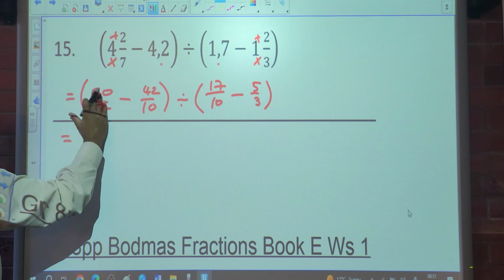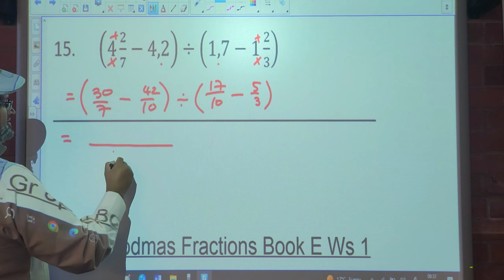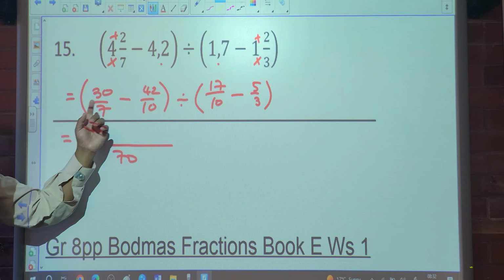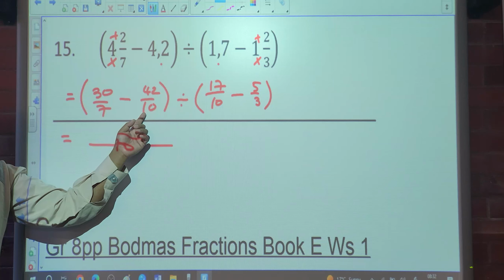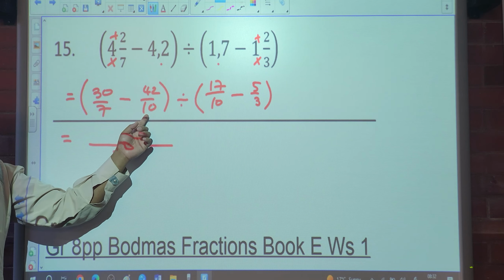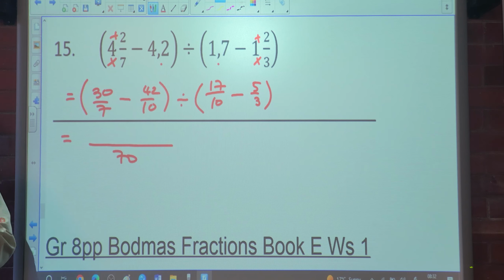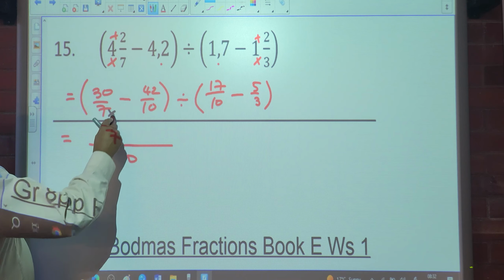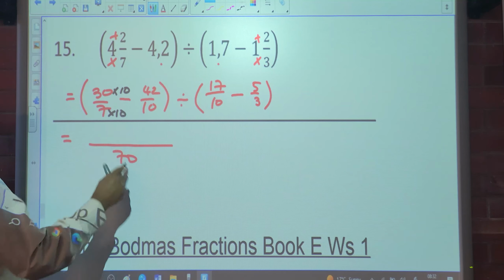So what is your LCM inside the first bracket? 70. How do we get 70? We look at the biggest denominator, which is 10. 7 can't go into 10. Now we count in multiples of 10: 10, 20, 30, 40, 50, 60. And of course, 70 is the one. Okay. So 7 multiplied by what is 70? 10. So that's going to give us 300.